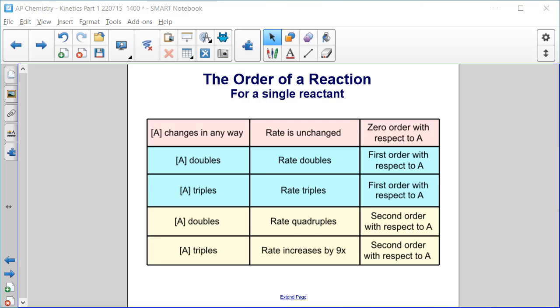Let's take a look at the summary of the order of a reaction for a single reactant, which we're calling A. If A changes in any way and the rate is unchanged, we would call that zero order with respect to A. If we double the concentration and the rate doubles, or triple the concentration and the rate triples, in other words a one-to-one relationship, then we would call that first order with respect to A. If the concentration doubles and the rate quadruples, or the concentration triples and the rate increases by 9 times, we would call that second order with respect to reactant A.